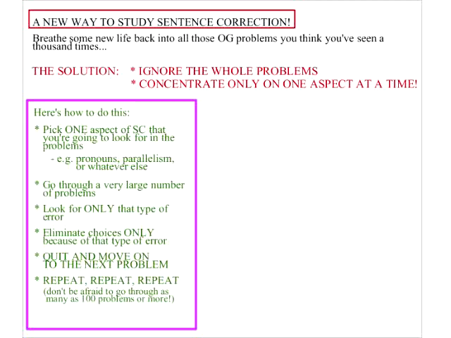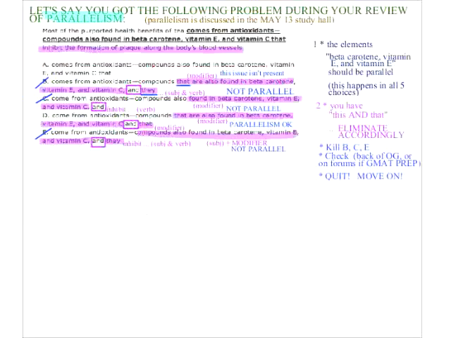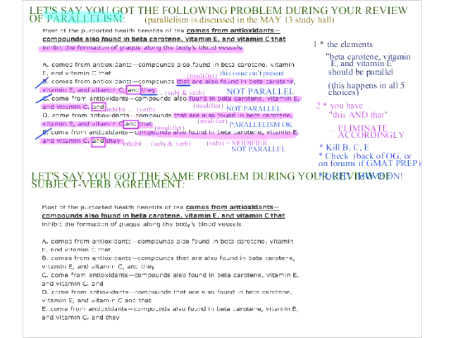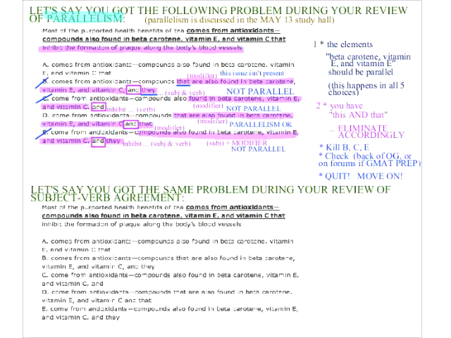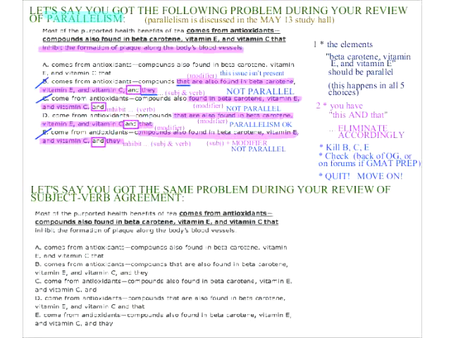Because remember, in a lot of the problems, you're not going to see this. If this error is not there, skip the problem. So, for example, if you're looking for pronoun errors, there are no pronoun errors in this problem. So if you got this problem during your review of pronouns, you would just skip it and move on. Let's say you came back the next day and you got the same problem during your review of subject-verb agreement. Well, now we're not paying attention to anything except subject-verb agreement. So, hey, look at that.